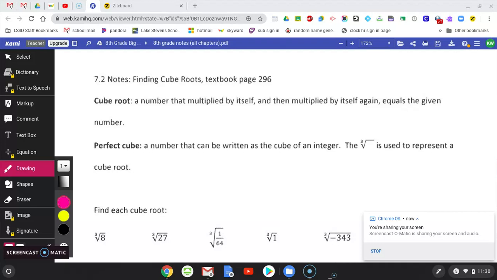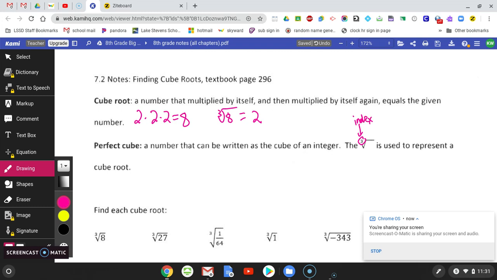7.2, we're finding cube roots today. So our last lesson was finding square roots, and now we are finding cube roots. A cube root is a number multiplied by itself and then multiplied by itself again. For example, 2 times 2 times 2 gives me 8, which means the cube root of 8 is 2. So for the cube root, we put the 3 here, and that little number in that spot is called the index.